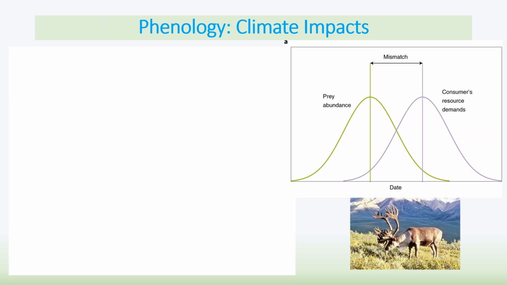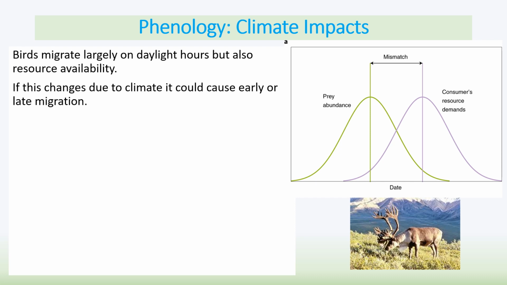So let's have a look at what the impacts of climate change are on biological activities. Well, birds will largely migrate on daylight hours, so they'll use photoperiod for that, so they know when to go. When the daylight hours change to a certain level, they will know to fly at that point. But climate could have an impact as well, because the other factor that they rely on is resource availability.